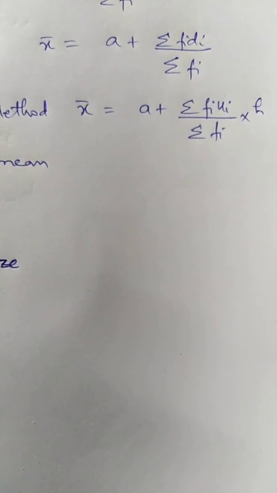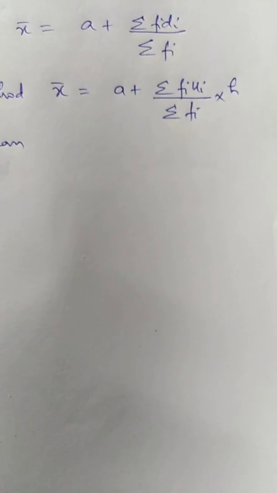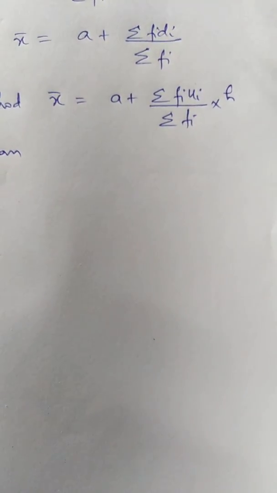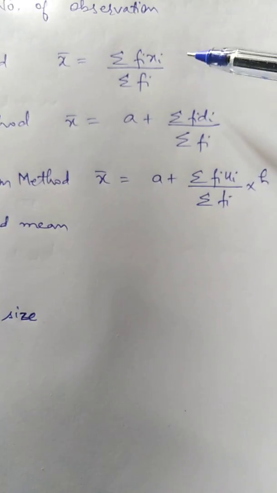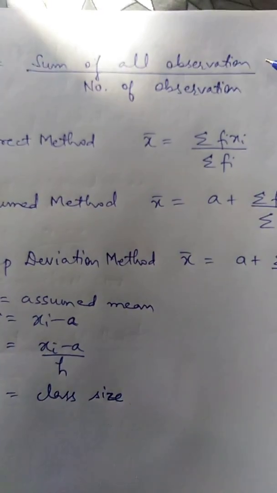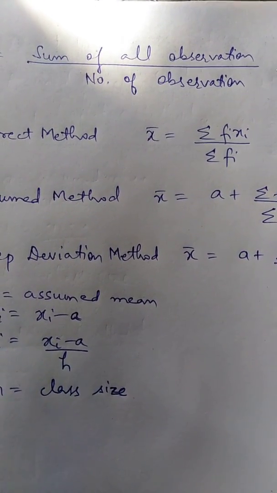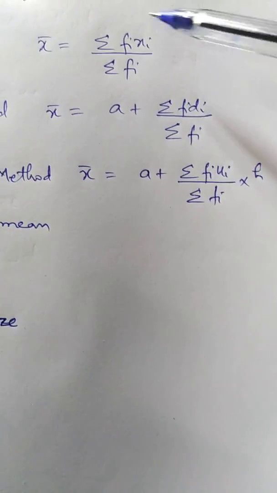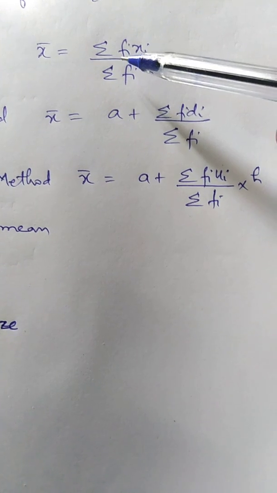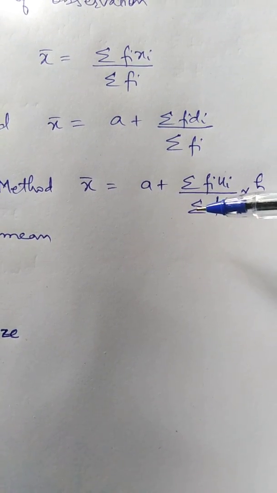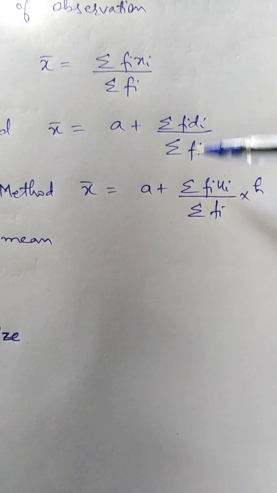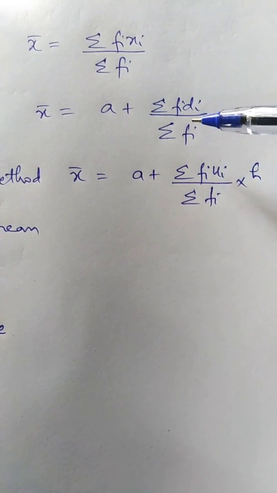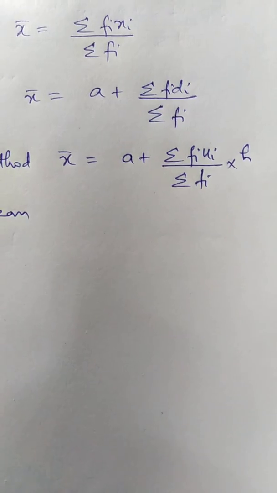As I told you yesterday, these two methods are not different than the direct method. The direct method was not different than the normal method, sum of all observations upon number of observations. In this way, these two methods are also the same as the direct method. Learning the formula, I'll tell you how to learn. It's very easy, and these two methods are just for making your calculation easier. So don't panic about how you will understand.